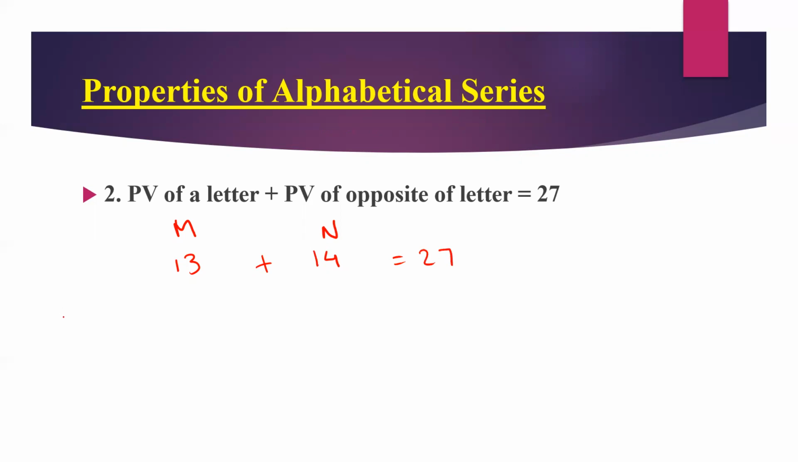Right? So suppose we take G. What is its opposite? Its opposite is T. So the place value of G, see, for G you can learn it like this. You write G like this, and what is hidden in that? 7. This one is 7. So the place value of G is 7, plus the place value of T is 20. And it is equal to 27. Right? Got it? I hope you understand it.